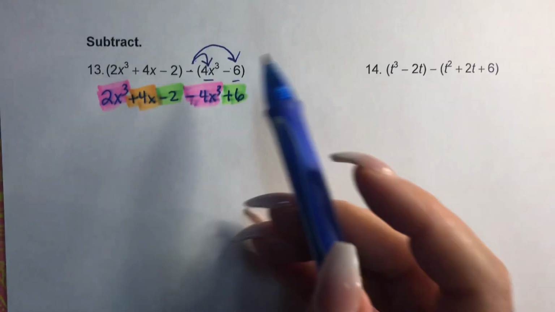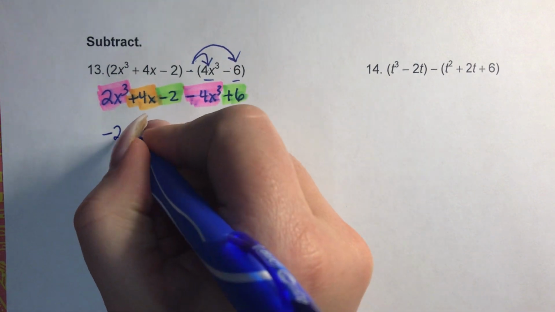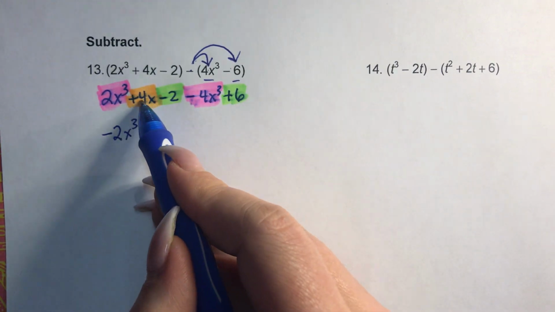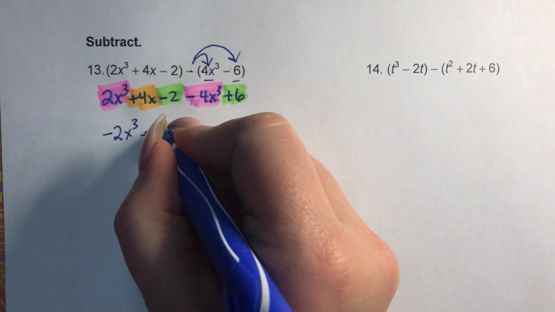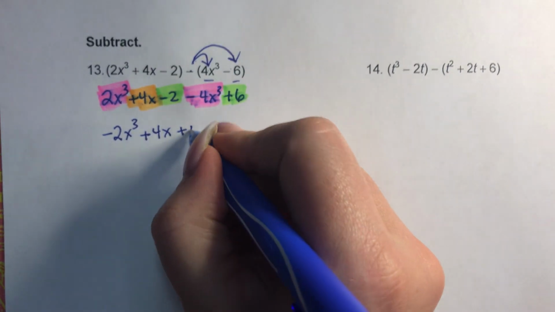And now we just combine like terms. So we have 2 minus 4, which would be negative 2x cubed. 4x, there's nothing else to combine, so we just rewrite it. And then negative 2 plus 6, which is positive 4.